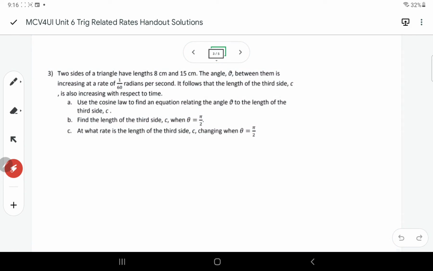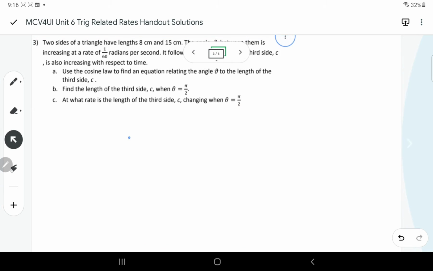Okay, number 3. Two sides of a triangle have lengths 8 and 15. The angle between them is increasing at a rate of 1/60 radians per second. It follows that the length of the third side is also increasing with respect to time. So use the cosine law to find that equation. That seems straightforward enough.